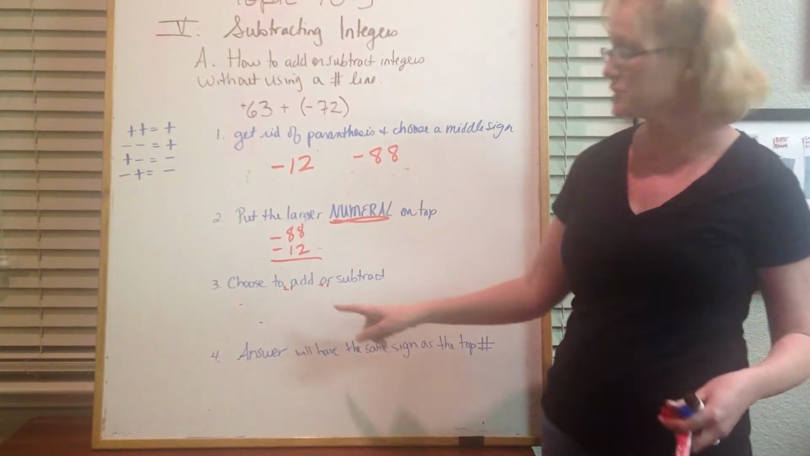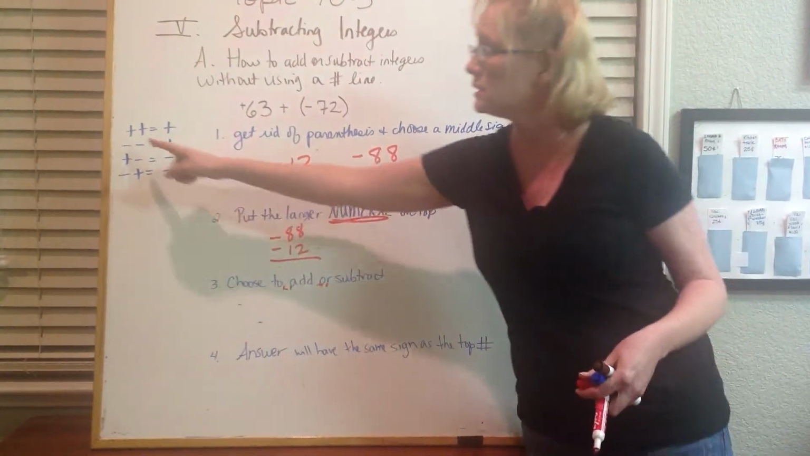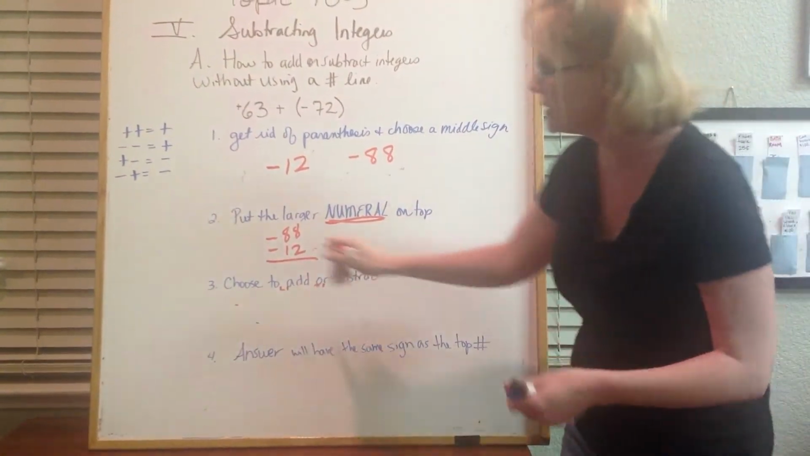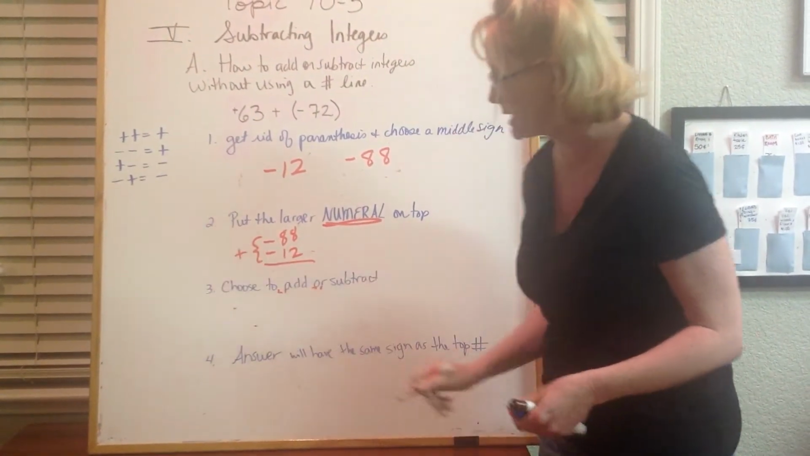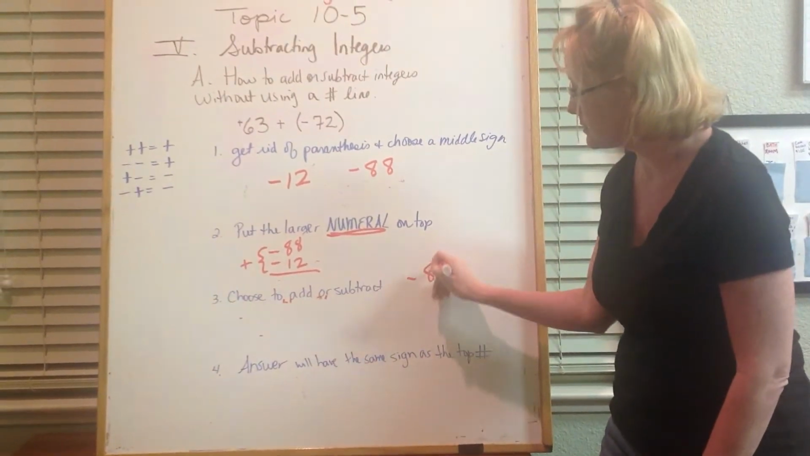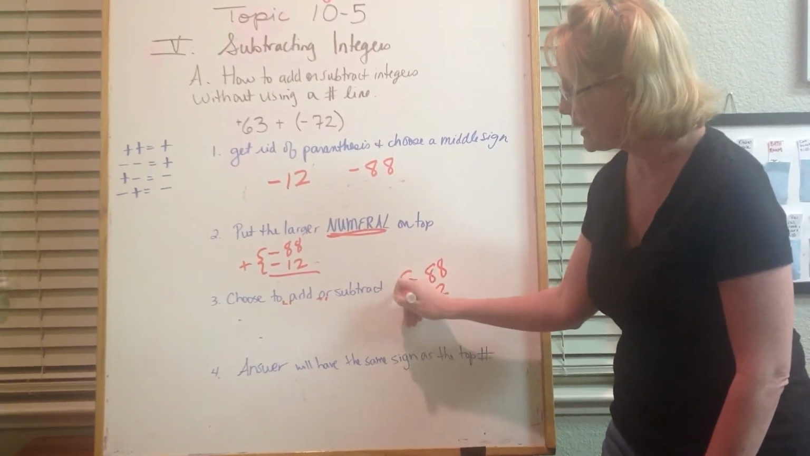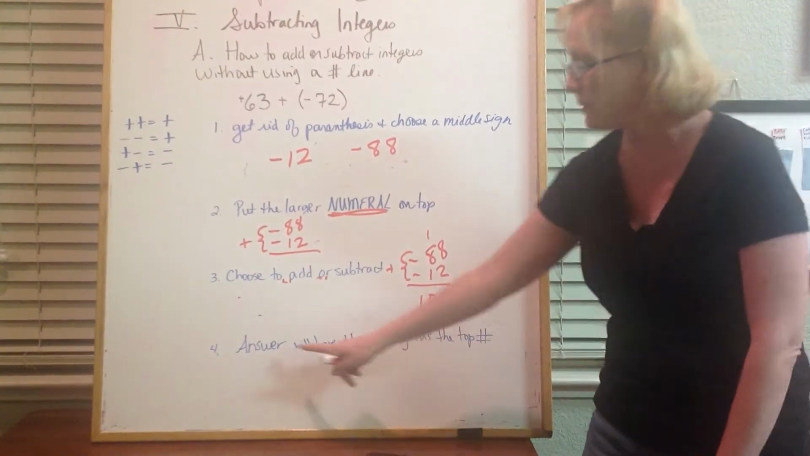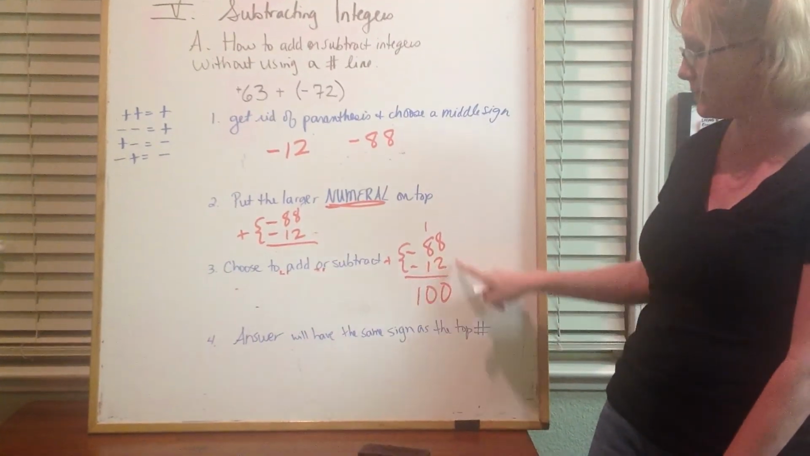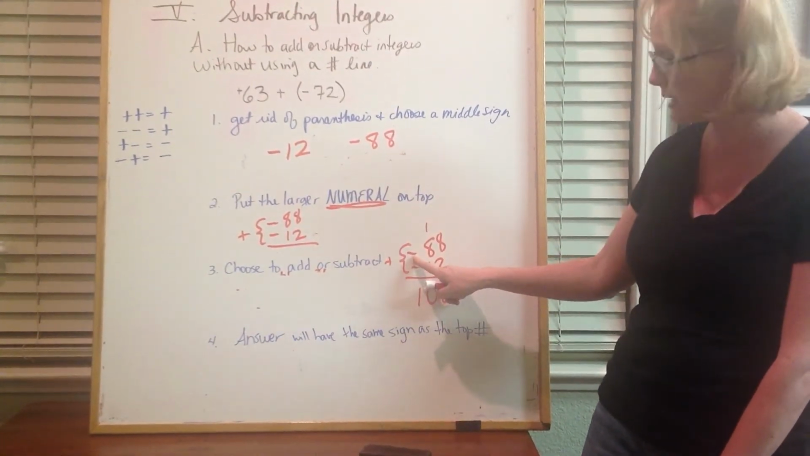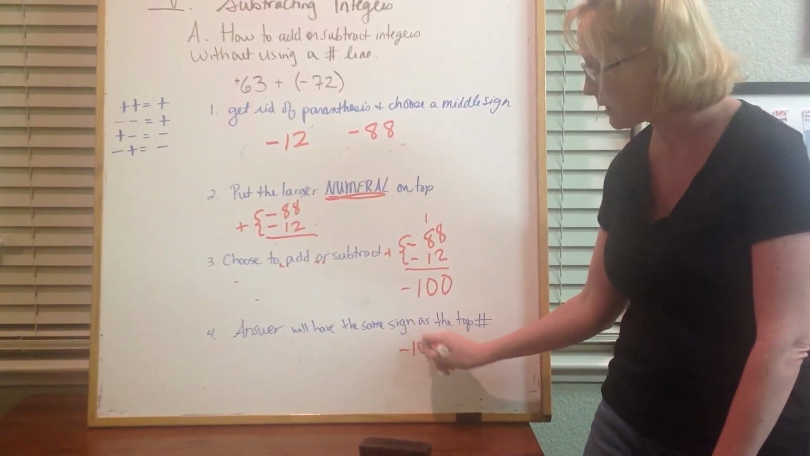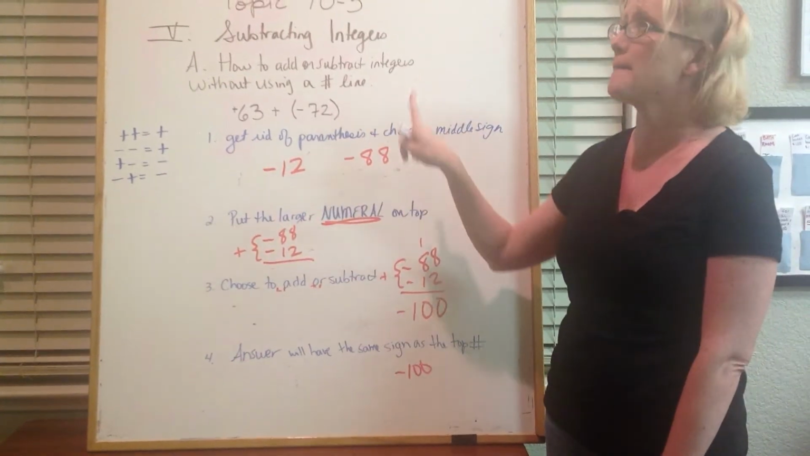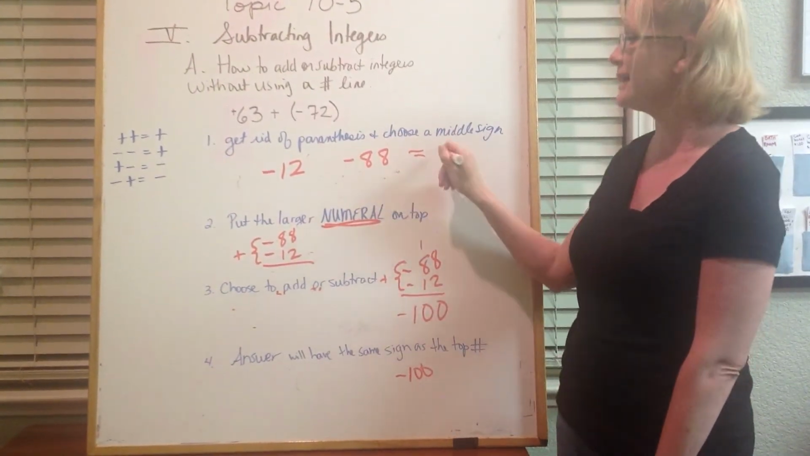Now I need to choose if I'm going to add or subtract. Two minuses means I'm not changing them to add. I'm just choosing what I'm going to do. It's going to tell me that I want to add these two numbers together. So negative 88 and negative 12, but I'm really going to add those numbers together. And then my answer will have the same sign as the top number. My top number had a negative or a minus sign, so my answer will have that also. Well, think about it. If I borrowed $12 from Mrs. Bogus and then I borrowed $88 from Mrs. Bogus, I owe her $100.